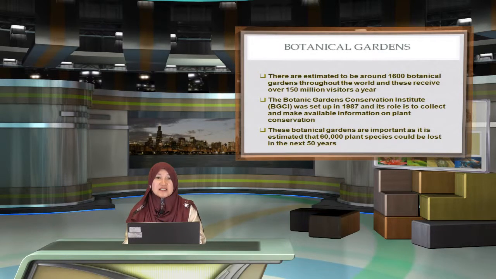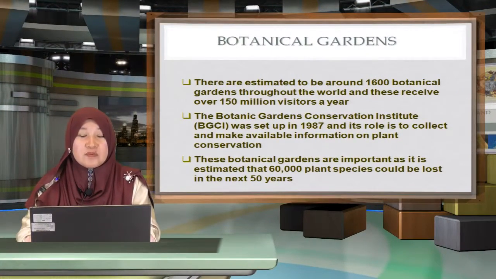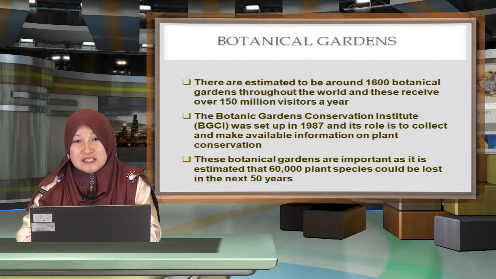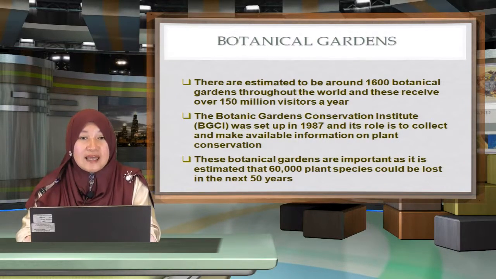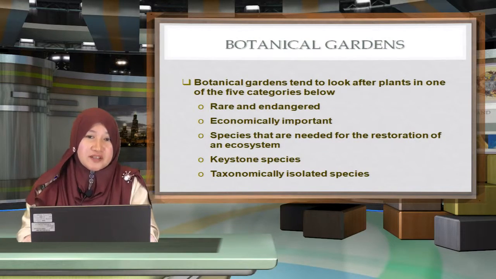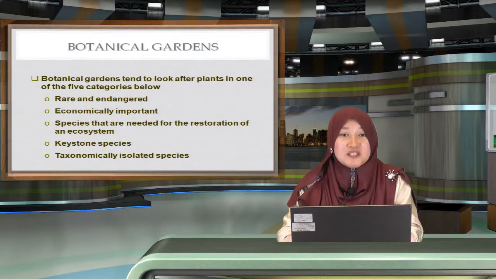So botanical gardens are estimated to number around 1,600 throughout the world, and these receive over 150 million visitors a year. The Botanic Gardens Conservation International, the BGCI, was set up in 1987, and its role is to collect and make available information on plant conservation. So a botanical garden is basically to collect and to save plant species.